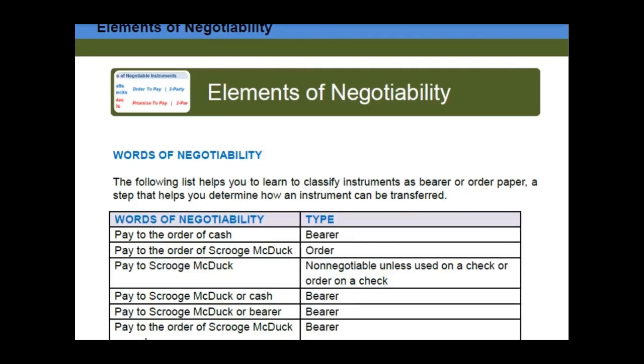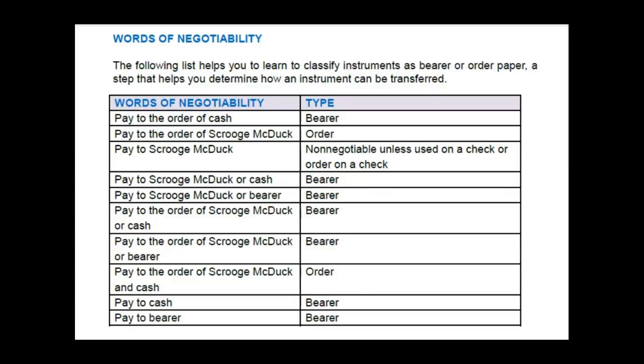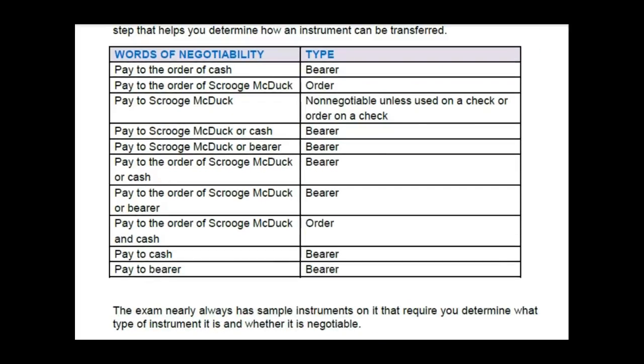We have made a chart to make the words of negotiability a little simpler to define. You should take a look at that in your spare time and definitely review it before the exam. But basically keep in mind that if it's payable to the order of cash or bearer, then it's going to be a bearer instrument. If it's made payable to the order of a specific person and anything else, it's still a bearer instrument. The exam nearly always has the sample instruments on it and requires you to determine what the type of instrument is and whether it's negotiable. So this is definitely a good section to review.